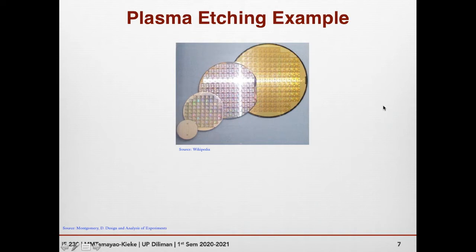The example focuses on plasma etching on wafers, which is an integral component of the fabrication of integrated circuits. And we will be using this example in our discussion on single factor experiments or analysis of variance, specifically for the fixed effect model. So let's look at the example.